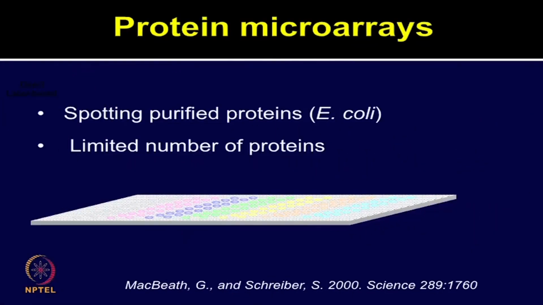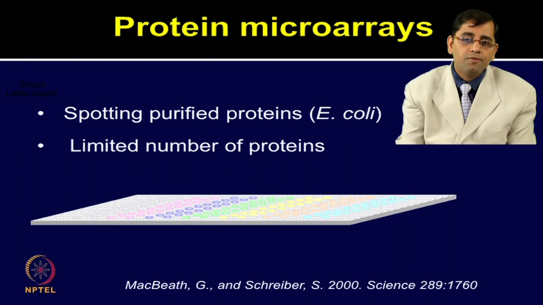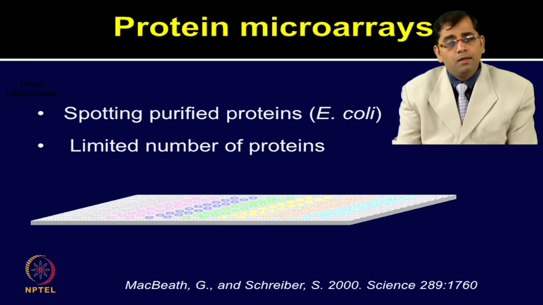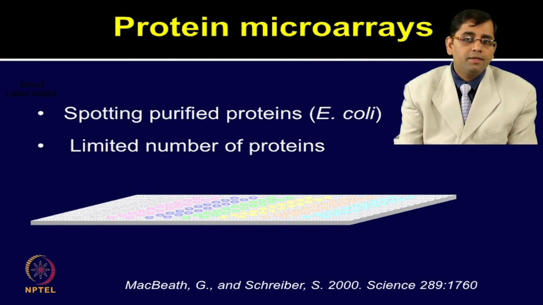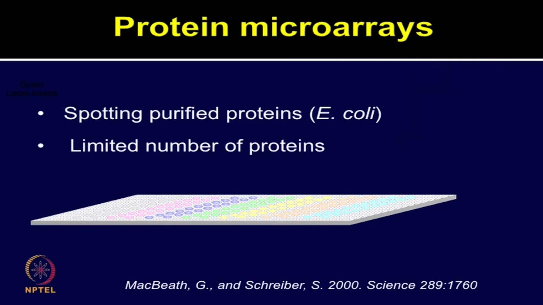However, theoretically, this concept was demonstrated in 2000. The E. coli purified proteins were spotted on the chip surface, but very few proteins could be printed. The success of this study motivated other scientists to start duplicating the protein microarray based success.